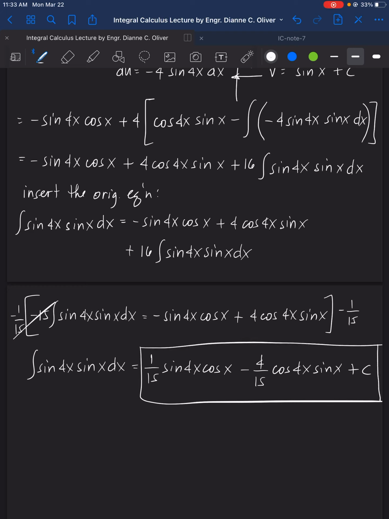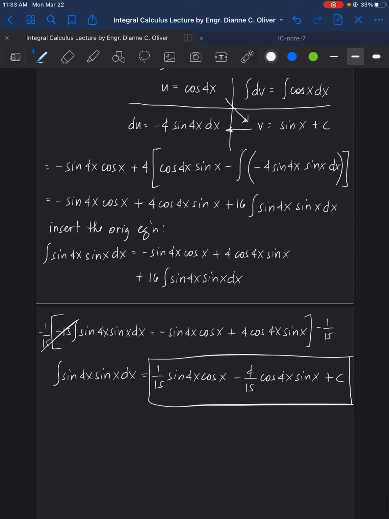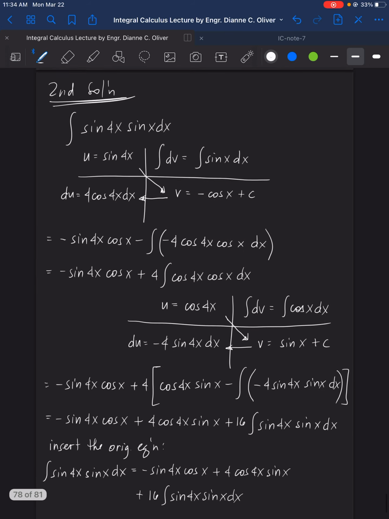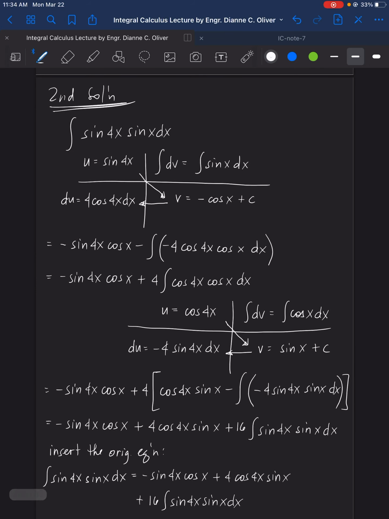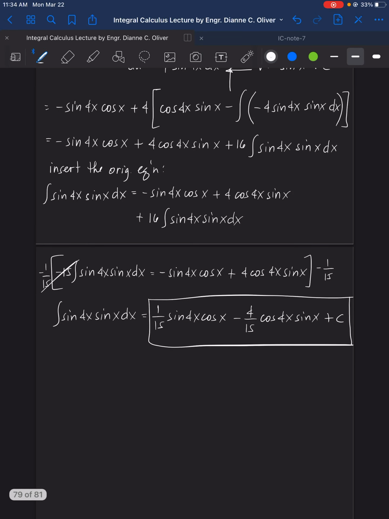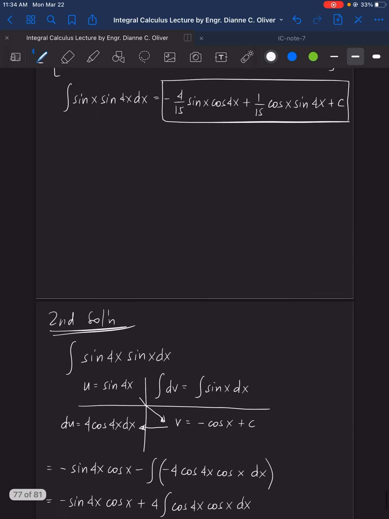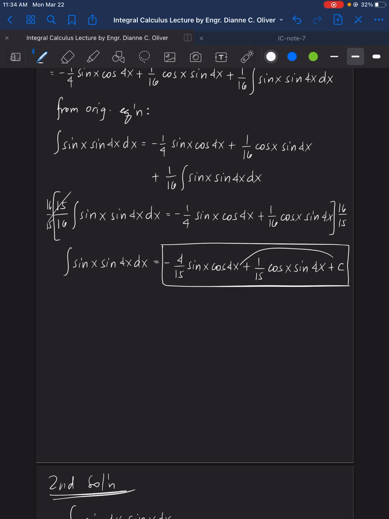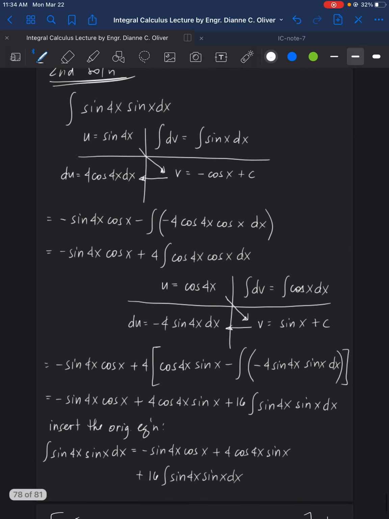Now the question is, did we get it right? Like, did we have a similar answer with the previous one? So this is the second solution. So 1 over 15 sine 4x cosine x. Does the first answer have that? Sine 4x cosine x? Yes. It has 1 over 15 sine 4x cosine x. Although they are interchanged, cosine x and sine 4x, still they're the same. Okay? They're just interchanged like that. But still, the answer is the same.